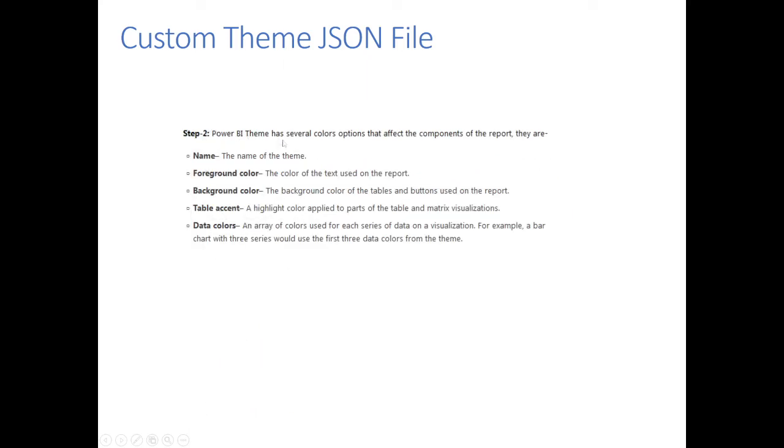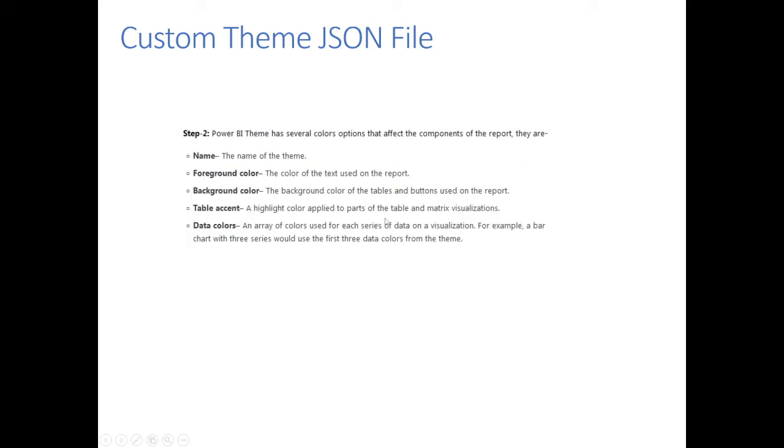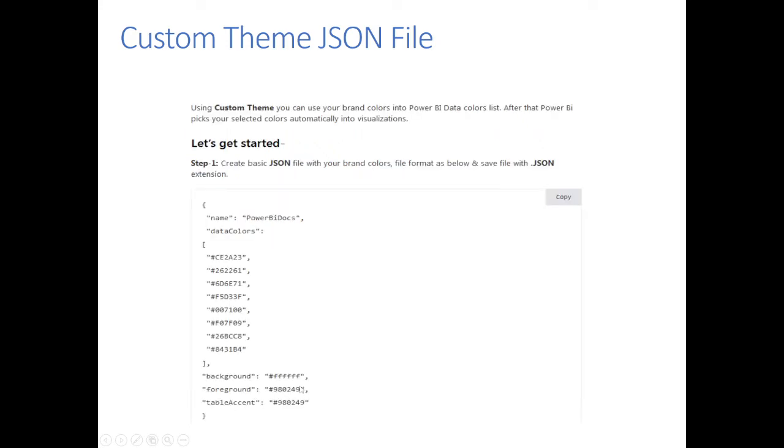Power BI theme has several color options that affect the components of the report. They are the name, which is the name of the theme. In this case, the name of the theme is Power BI Docs. Then we have foreground color, the color of the text used on the report. So foreground color here is the color of the text.